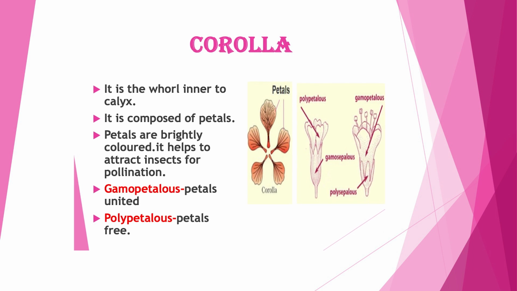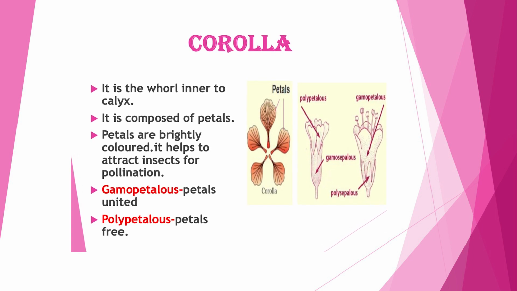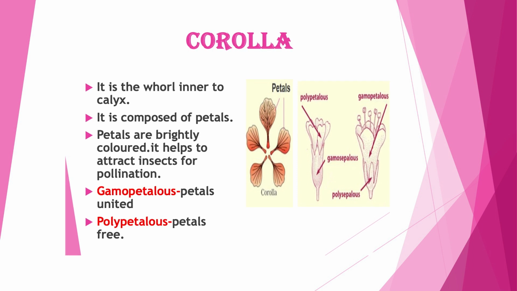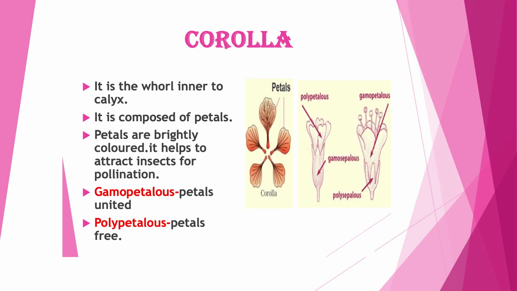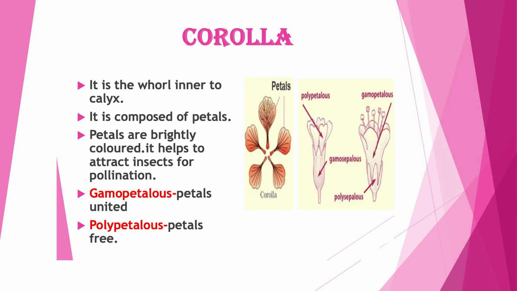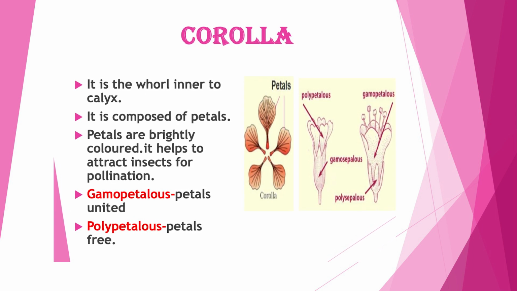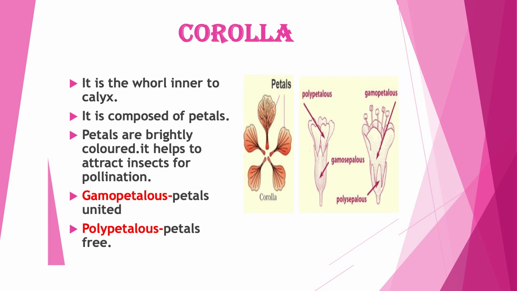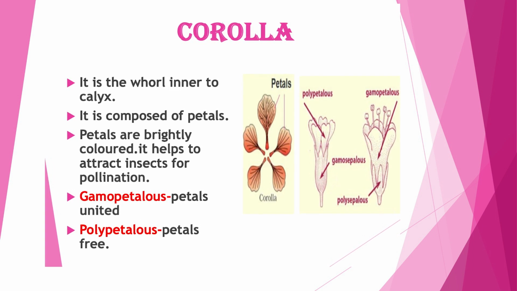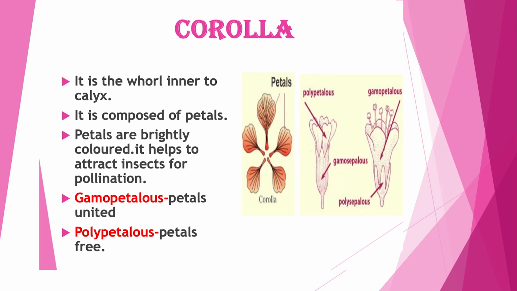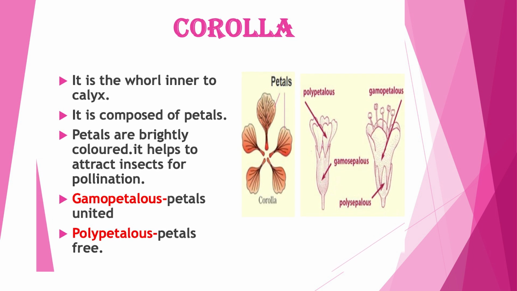Corolla. It is the wall inner to the calyx. It is composed of petals. Petals are brightly colored. They help to attract insects for pollination. Flower is gamopetalous when the petals are united and polypetalous if they are free. You can see images of parts of flower and observe the structure of calyx and corolla in this slide.